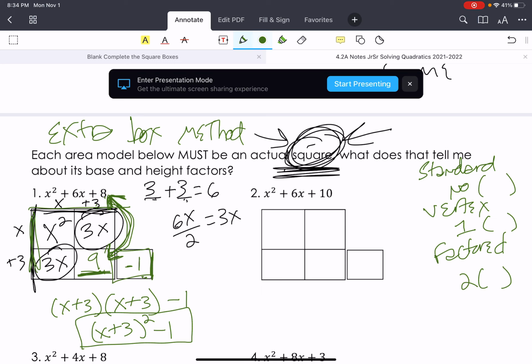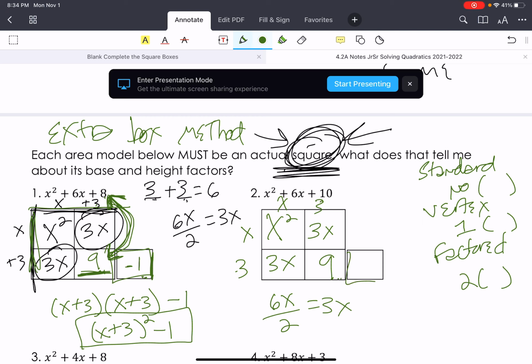Again, I'm going to start by putting in my x squared and taking my b factor and cutting it in half. The reason why I always cut my b factor in half is because that's the only way I can find two numbers that add to 6, but they have to be the same because this has to be a square. Then I can take my GCFs out, finish my box here, 3 times 3 is 9.